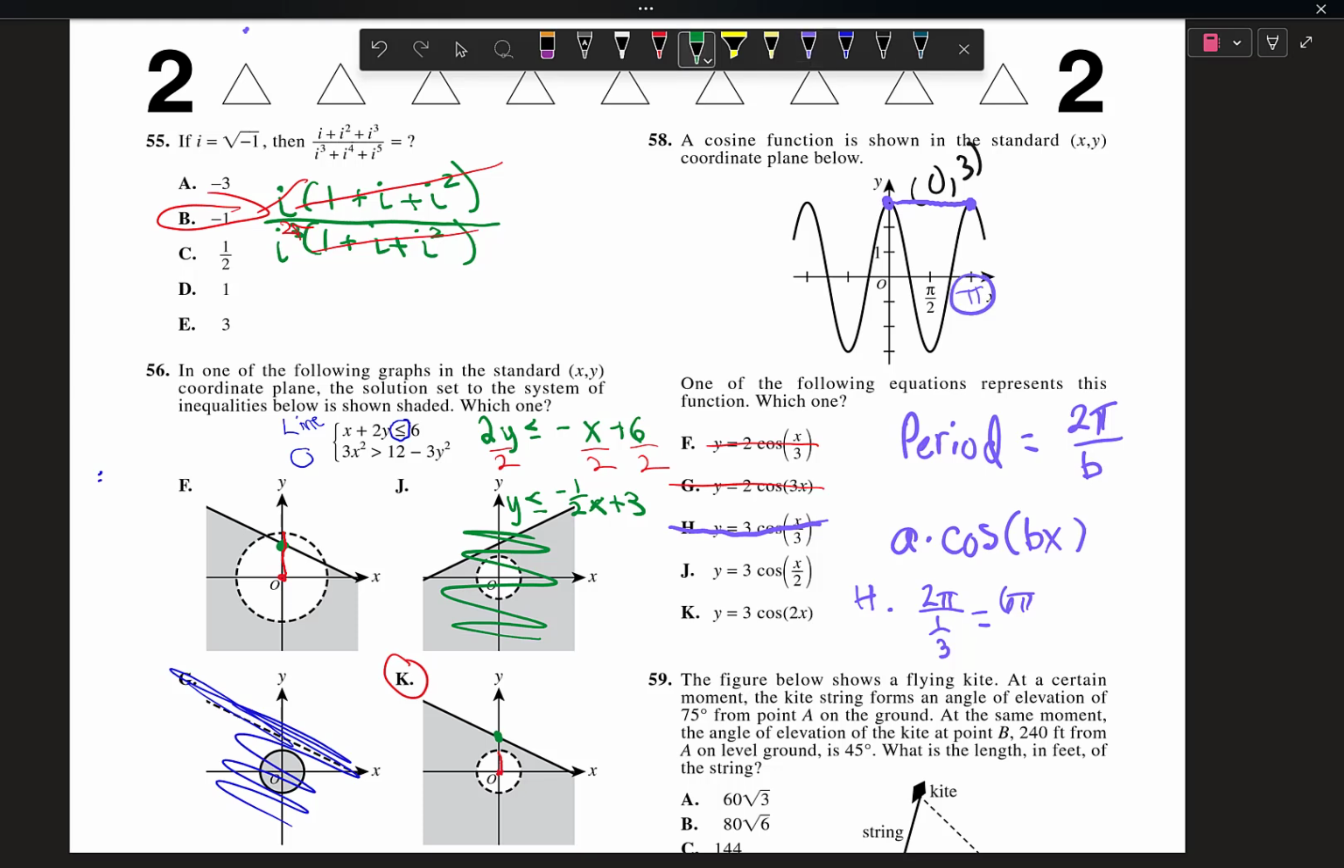Letter J, it's 2 pi divided by 1/2. Same thing as 2 pi times 2. That's 4 pi. So that's not it either.